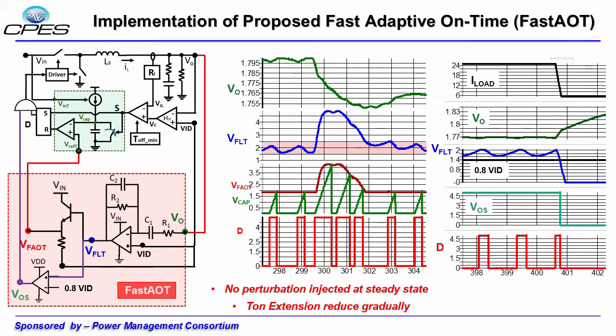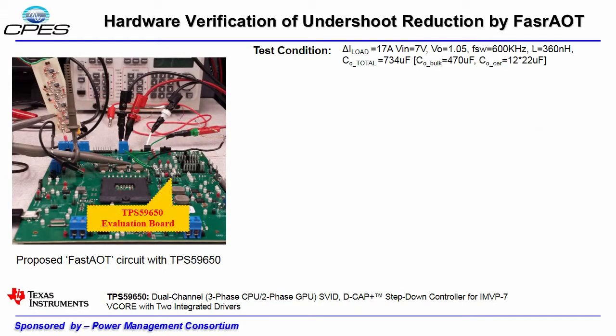In case of load step down, when the proposed bandpass filter circuit detects any overshoot at the output of the converter, the bandpass filter output VFLT goes down very quickly. Then this signal is compared with 80% of VREF to generate logic VOS, which eventually expires the T-on immediately and reduces the overshoot at the output.